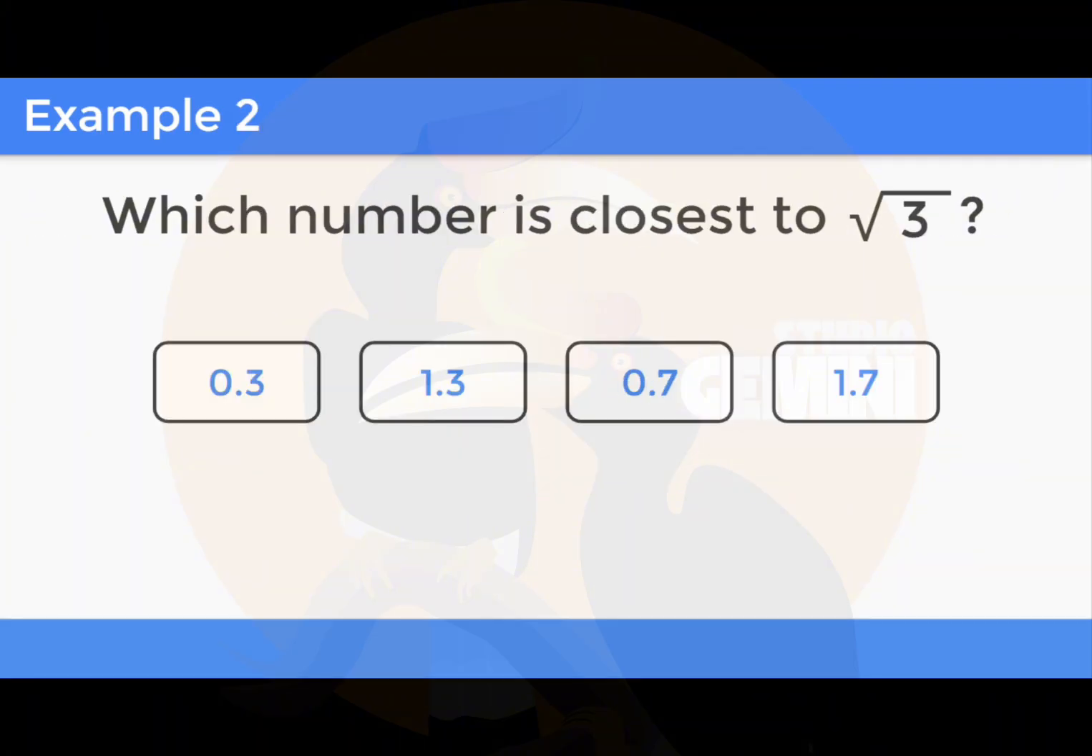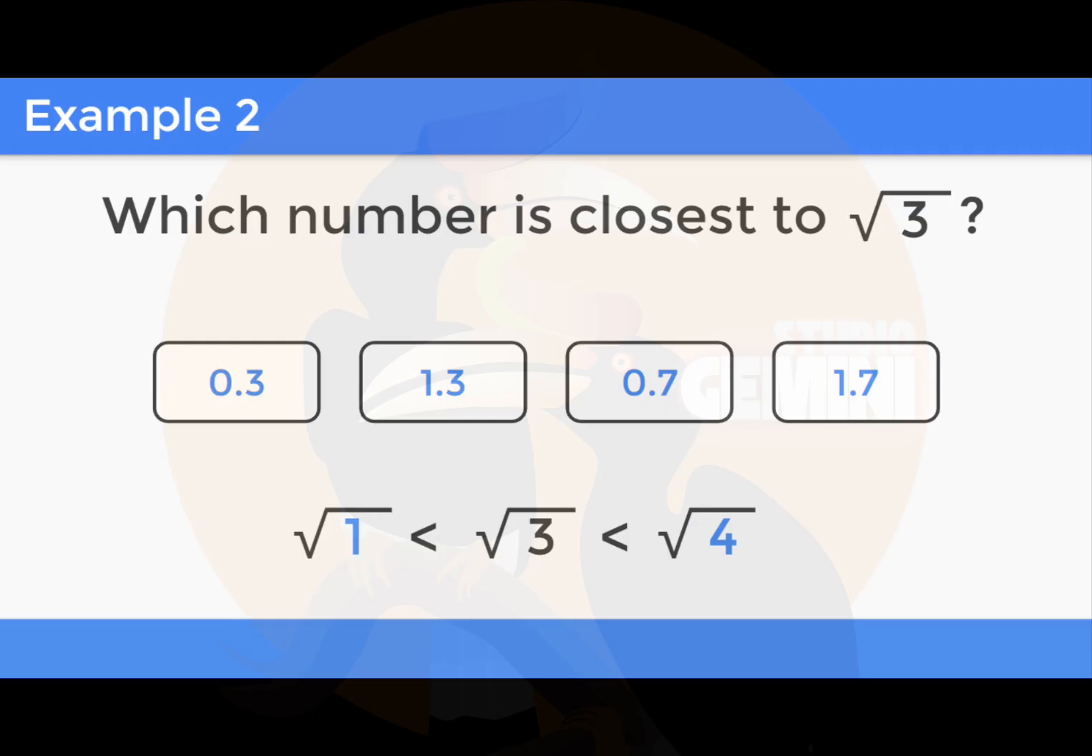Here's another example. This time, let's look at how we can determine a good estimate out to the 10th place. Now, which number is closest to the square root of 3? 0.3, 1.3, 0.7, or 1.7? We will start by finding the perfect square numbers just above and below 3. 3 is between 1 and 4, so the square root of 3 is between the square root of 1 and the square root of 4.